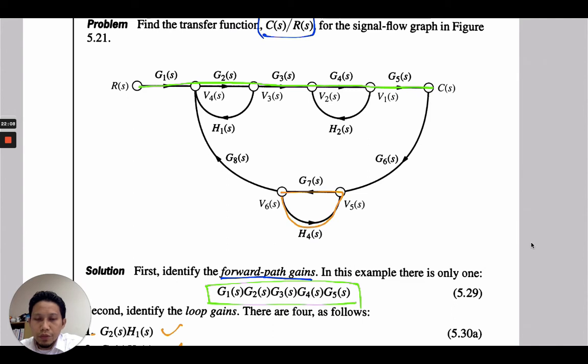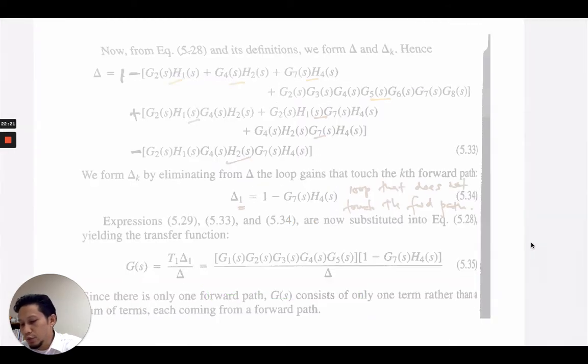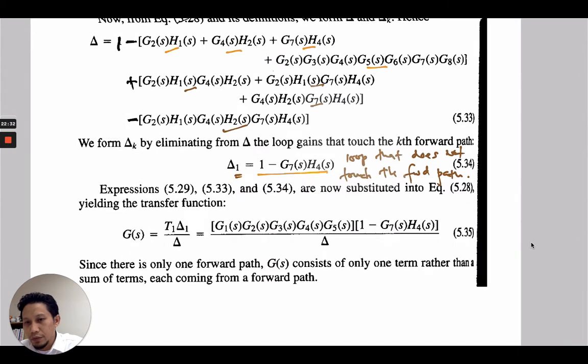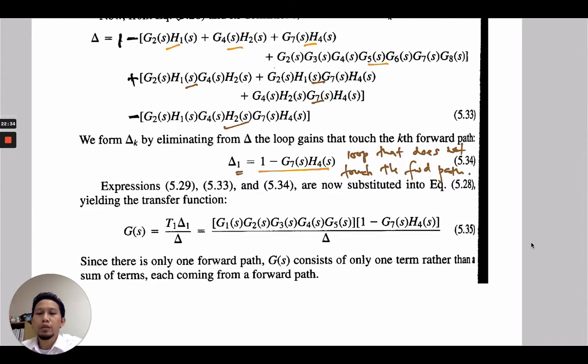So from this figure, we can see only one loop that does not touch the forward path, which is G7 and H4. So we can put it into the formula here: 1 minus G7 H4. Okay, so now we can put everything together into the Mason gain formula. We have T1 delta 1 over delta.